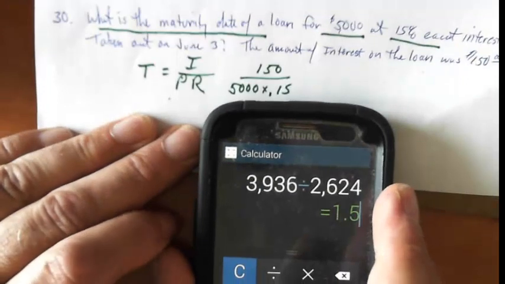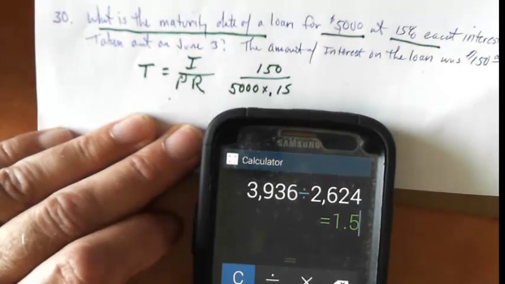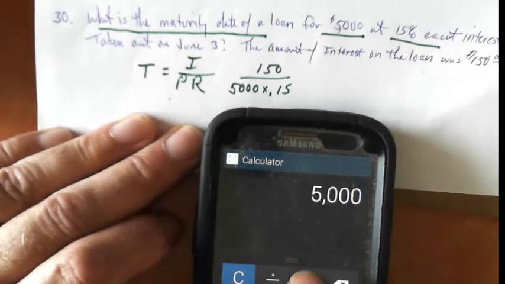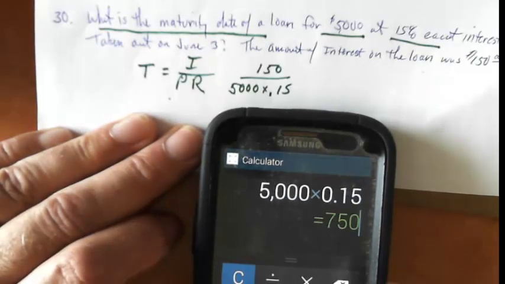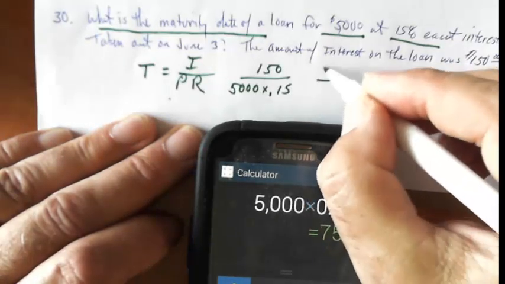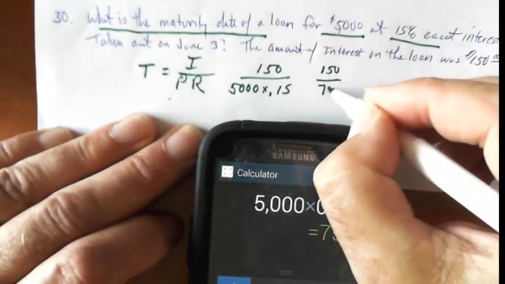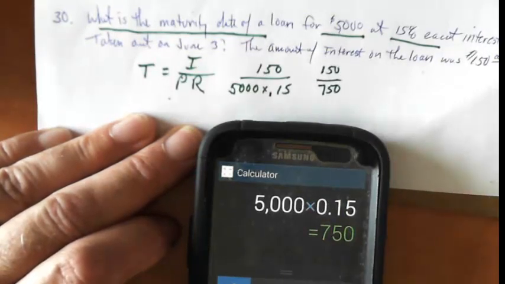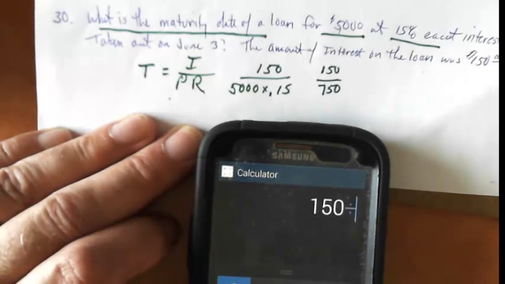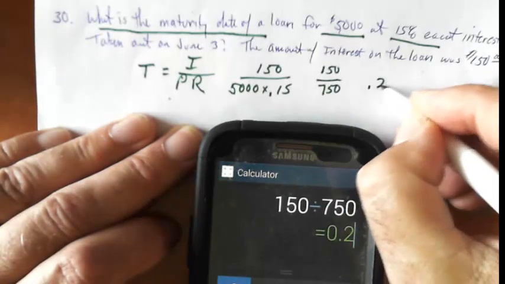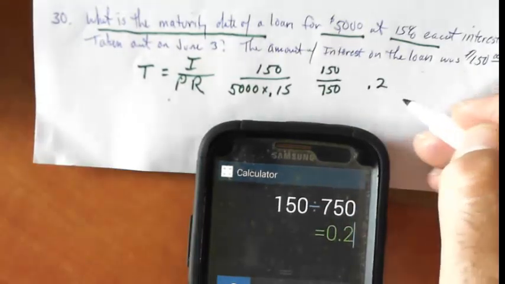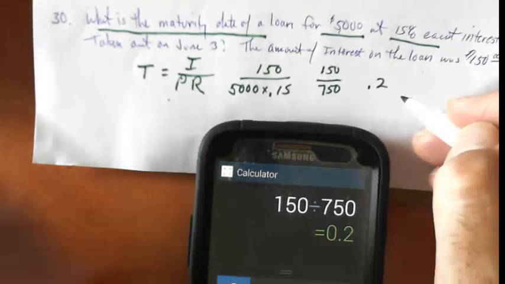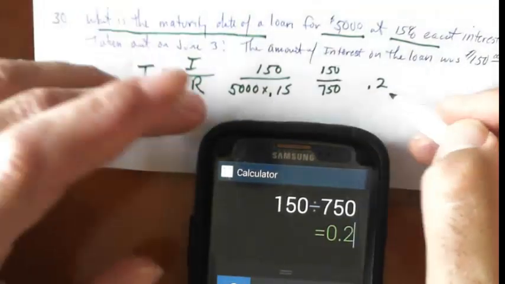See, so I think it's up enough that you can see the calculator here. So we have, let's see, we have 5,000 times 0.15 equals 750. So we have 150 over 750. Okay? So we're going to go ahead and divide that. So we have 150 divided by 750. And we have 0.2. Now we're not quite done yet, because we have to figure out what part of a year it is. That's 0.2 of a year.